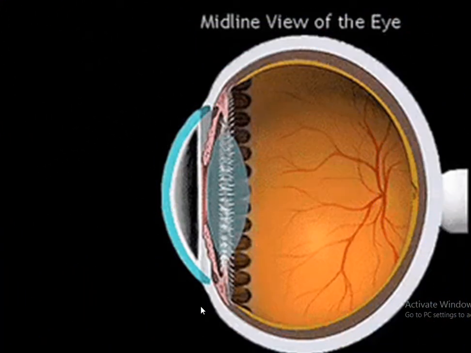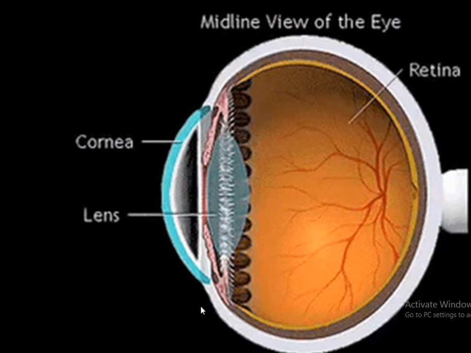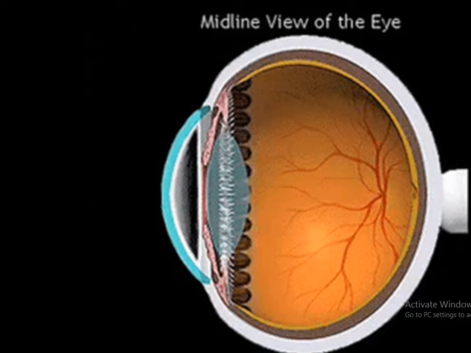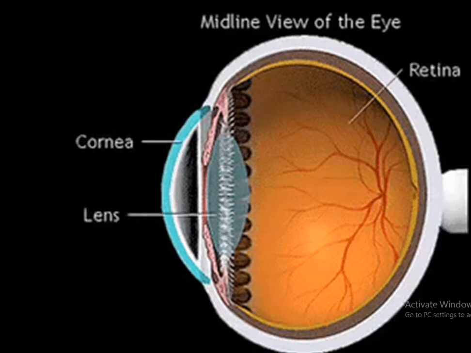In this animation, you can see the different surfaces through which the light is going to pass: the anterior surface of the cornea and the lens, finally reaching the retina.